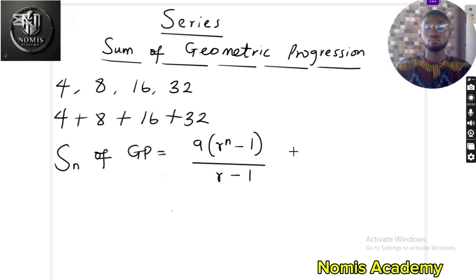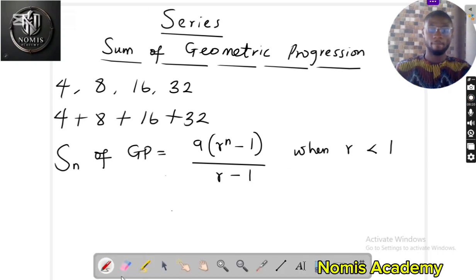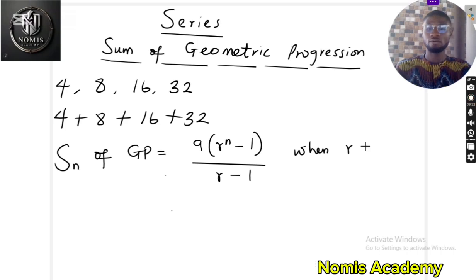So this is when R is greater than 1. When R is greater than 1. So this tells the sum of GP when R is greater than 1.